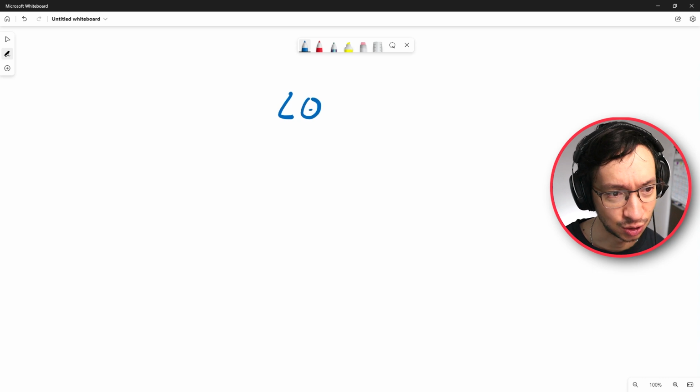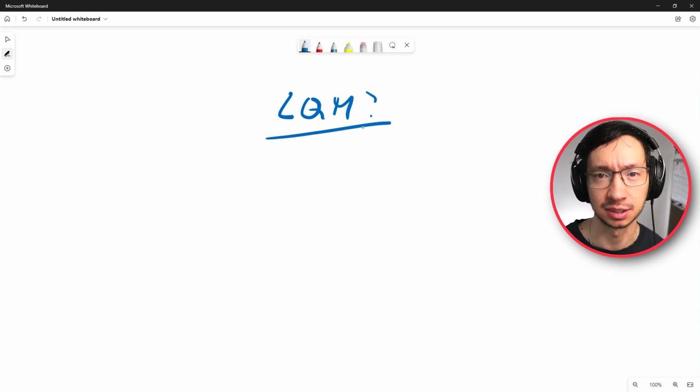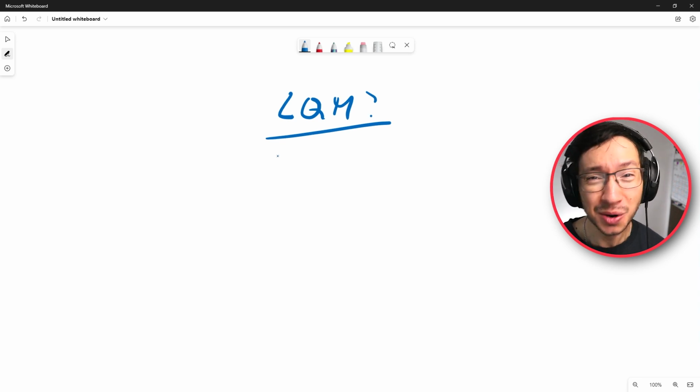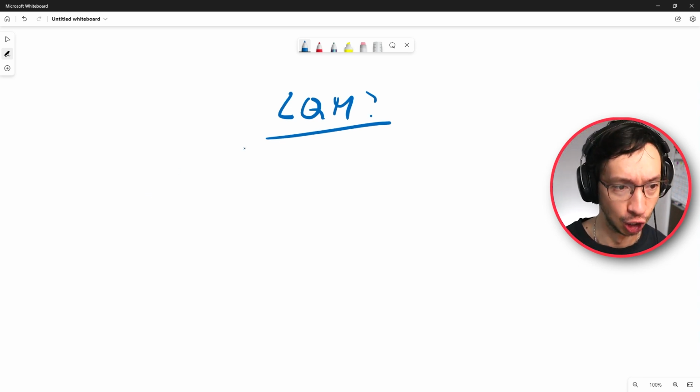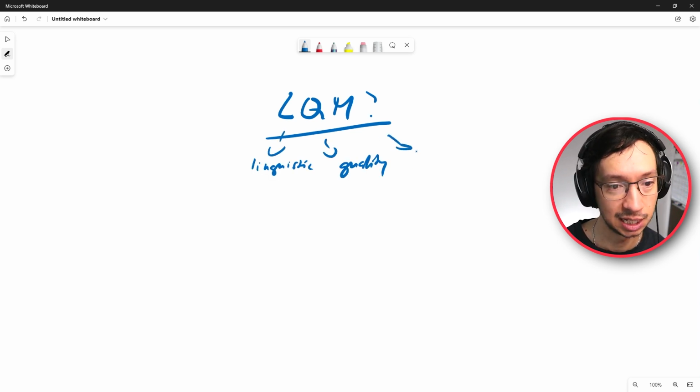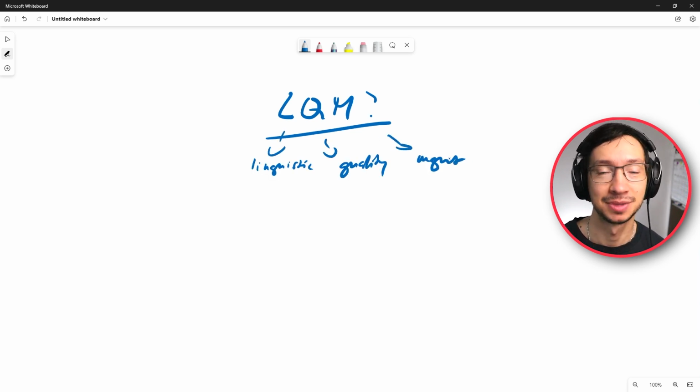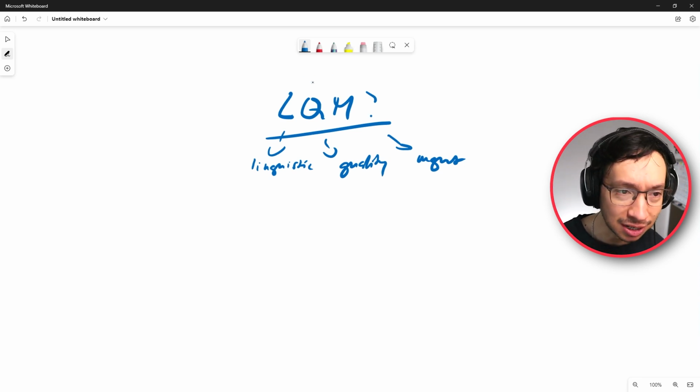In this one, we are going to tackle the mysterious LQM. What the fuck is LQM? So, according to the poll that I made on LinkedIn, LQM stands for Linguistic Quality Management. Now, what does that mean in simple terms?